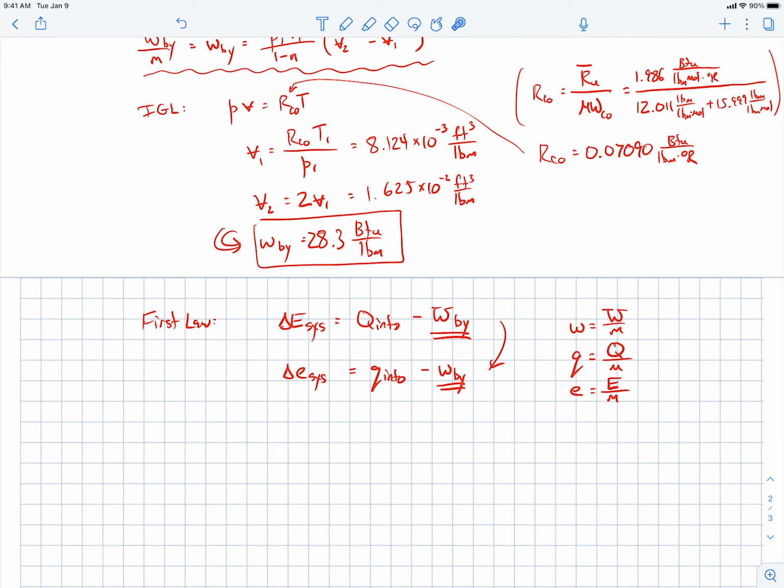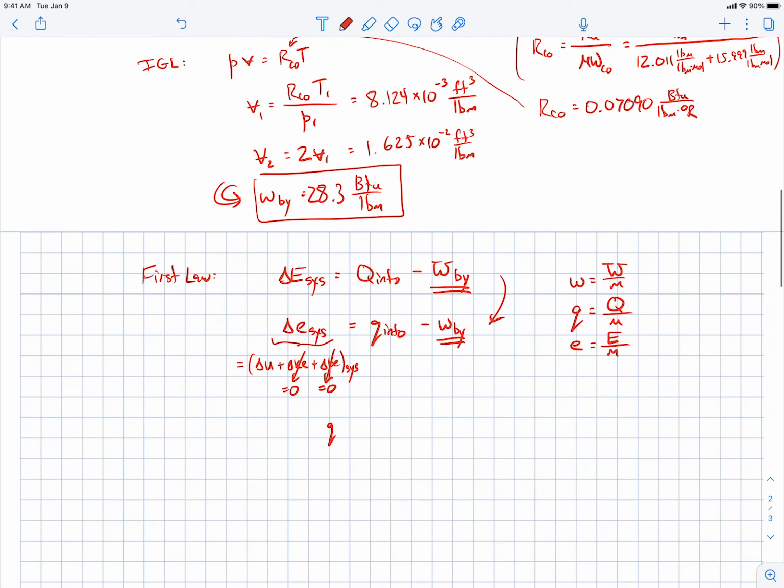Let me now expand the change in specific total energy. That's going to be equal to the change in specific internal energy plus the change in specific kinetic energy plus the change in specific potential energy. Since our piston cylinder arrangement isn't changing its velocity, the change in kinetic energy is going to be 0. It's not changing elevation, so the change in potential energy is going to be 0. So the Q into will be U2 minus U1, which is just our change in specific internal energy. Okay.